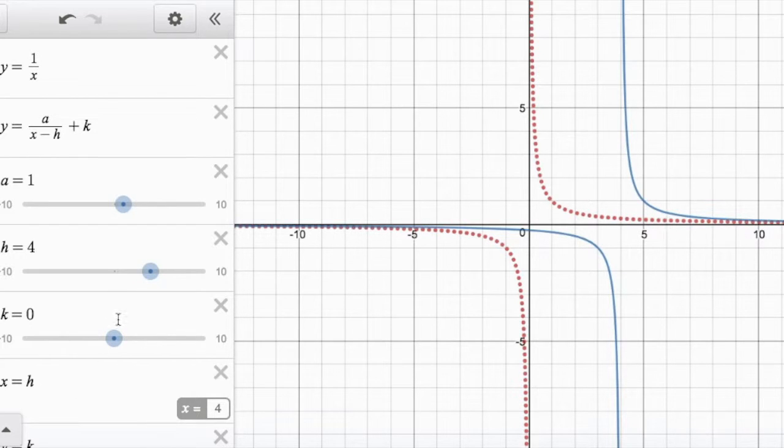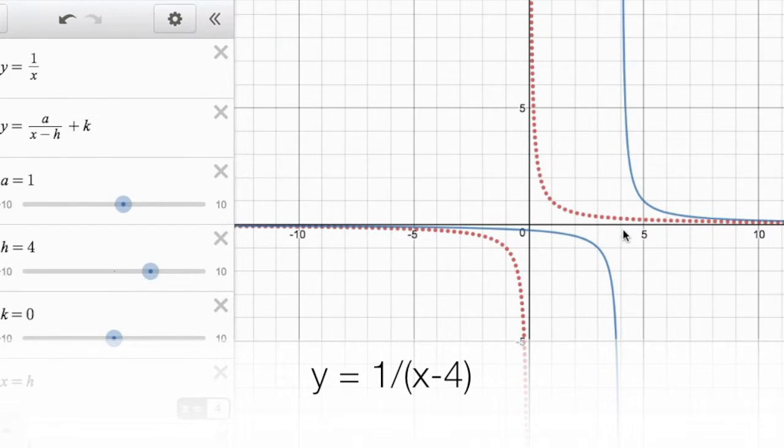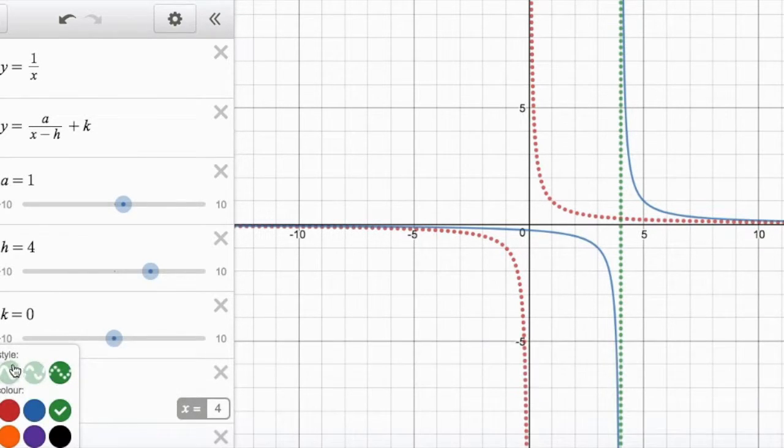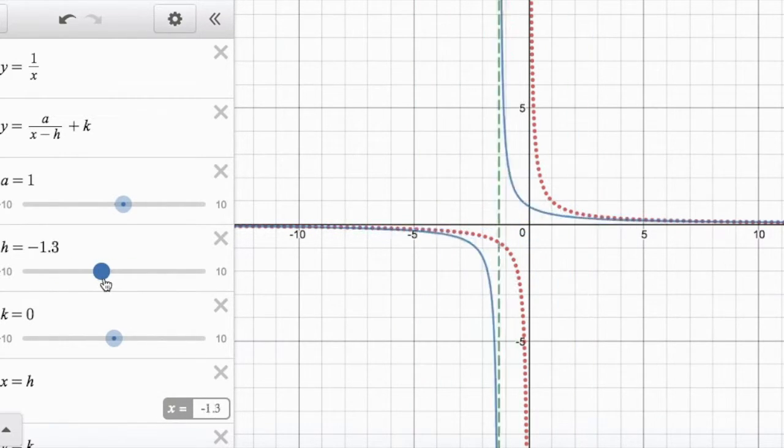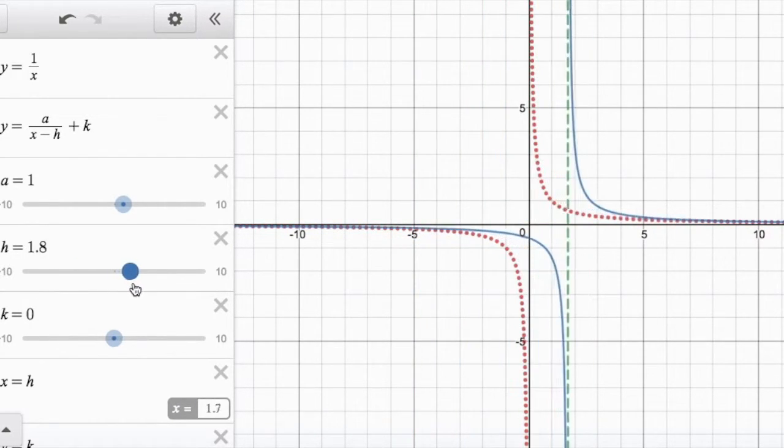What specifically does that mean? It means, again, no x-intercept, but the vertical asymptote will now be at x equals 4. Let me make that dotted. x equals 4. So the vertical asymptote will be whatever h is.